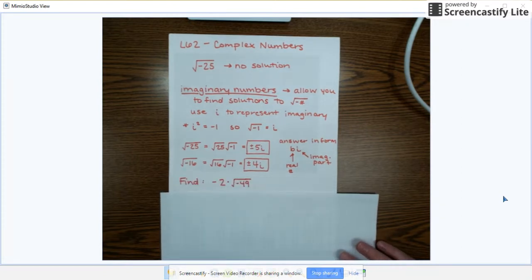I want you guys to find -2 times the square root of -49. So go ahead and simplify that now.